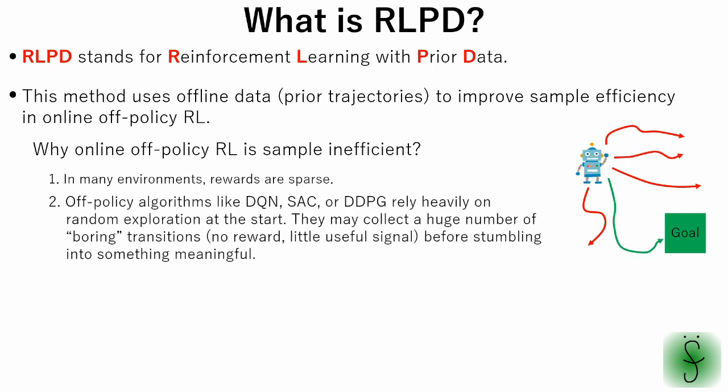Second, off-policy algorithms like DQN, SAC, or DDPG rely heavily on random exploration at the start. They may collect a huge number of boring transitions before stumbling into something meaningful.